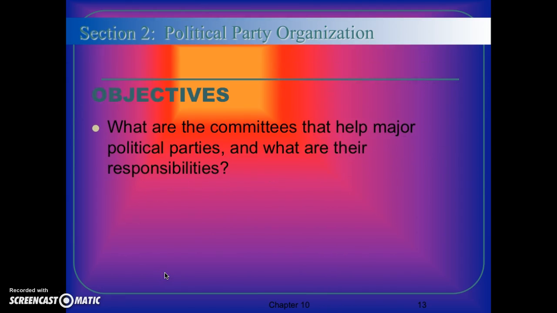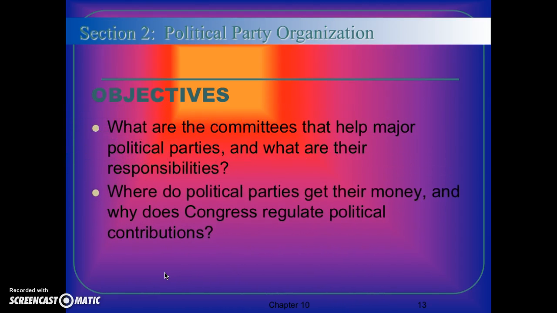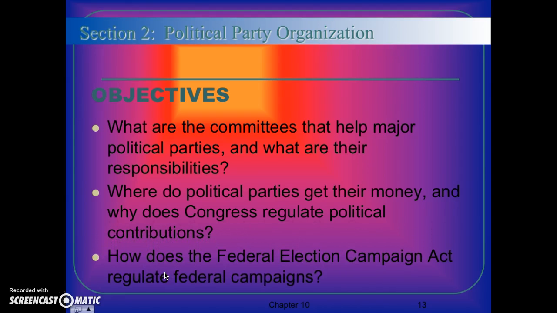Now that we've learned a little bit of background information about political parties, how they form, the importance of third parties, and coalition parties that exist in Europe, now we're going to look at how the parties themselves are organized here in the United States.